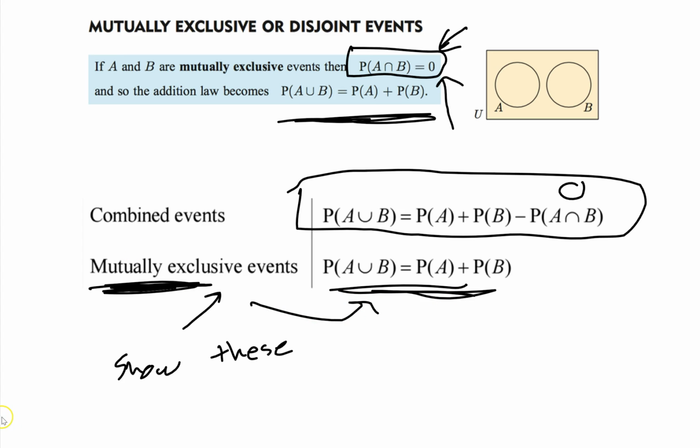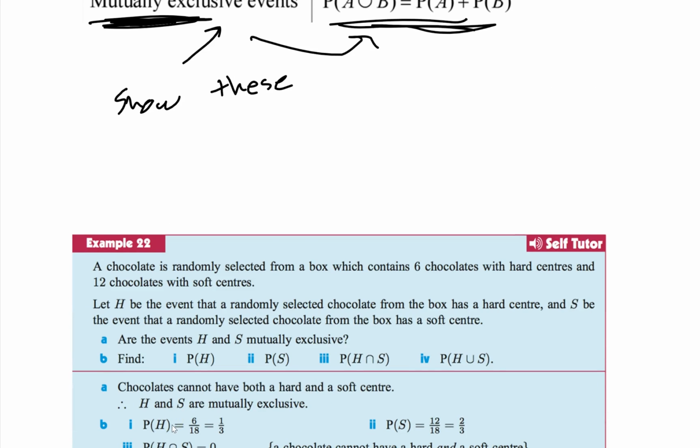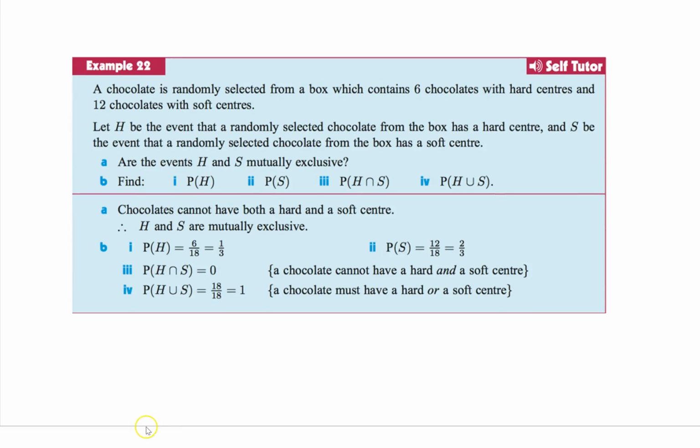And that's the idea. So let's do an example. Look at this one. A chocolate is randomly selected from a box which contains 6 chocolates with hard centers and 12 chocolates with soft centers. So keep that in mind. Some of them are hard to eat. Some of them are pretty easy to eat.